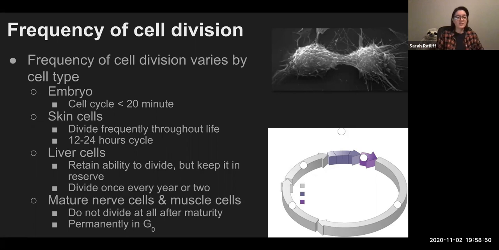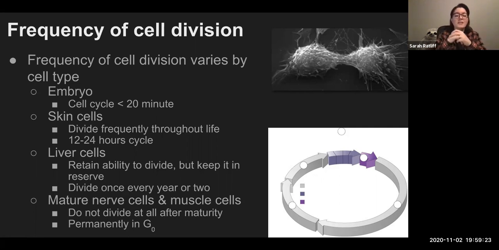Liver cells, so we all have livers. They have the ability to continue to divide, but they only use it when they really need it. They're not like skin cells who are just always going and partying. They're just gonna hang out until we really need it, maybe once every year or two. And then we get mature nerve cells and muscle cells. For the most part, they don't divide after maturity. They're permanently in that G0 phase.